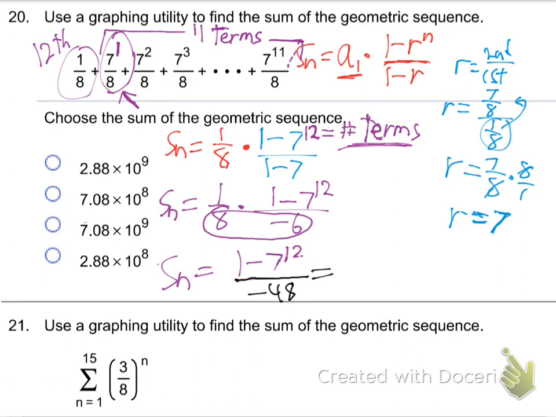Then I would hit the buttons. That's just easier at that point. I'm getting 288,360,150. So, okay. Did you guys get that okay?